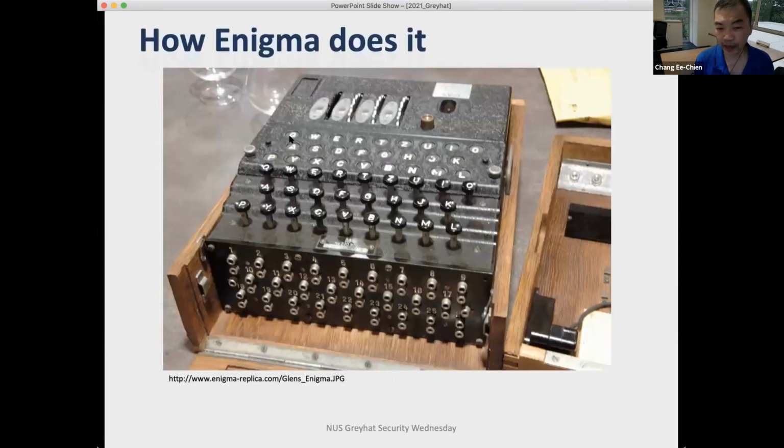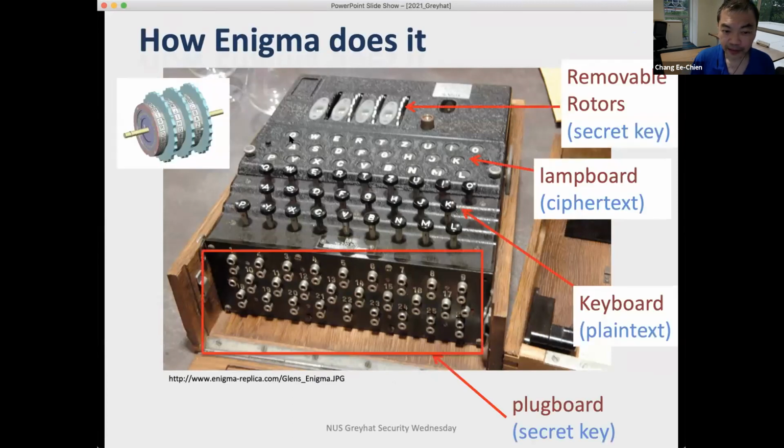So how does this machine do it? This Enigma machine has 4 important components. At the top are removable rotors. These are part of the secret key. There are 8 of them, they can be taken out, and you choose 3 of the 8 and put them there.